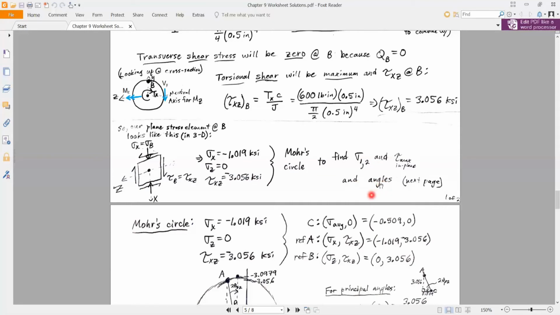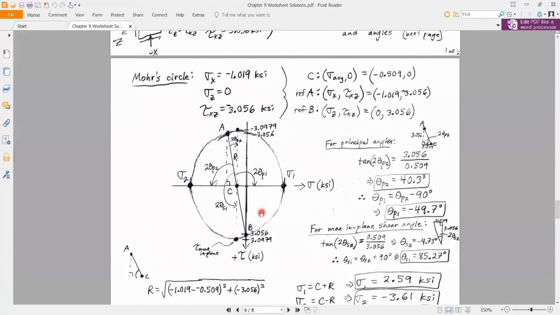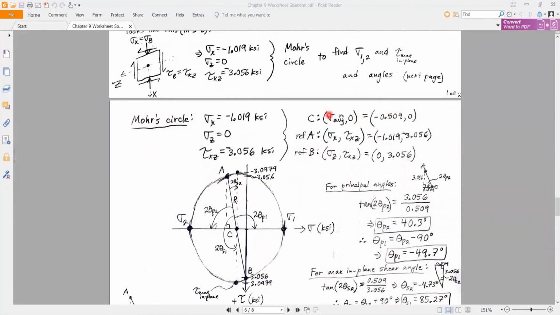Now we can do our Mohr circle to find our principal stresses and our max in-plane shear and the angles. So our center, again, is going to be the average of our two normal stresses, which is just going to be this divided by 2, since that's 0. So we're at negative 0.509, comma 0 is our center. We're always on our sigma axis.